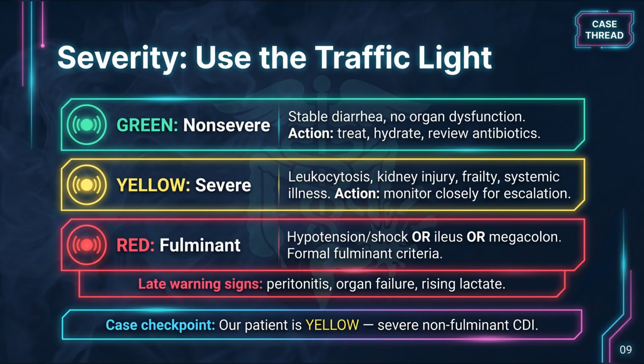Now classify severity. Green is non-severe disease. Yellow is severe but not fulminant, often marked by leukocytosis, kidney injury, frailty, or systemic illness. Red is fulminant disease, formally signaled by hypotension or shock, ileus or megacolon. Peritonitis, organ failure, and rising lactate are late warning signs and should make you escalate urgently. Our case patient has leukocytosis and mild kidney injury without shock, ileus, or megacolon, so he belongs in the severe non-fulminant category.